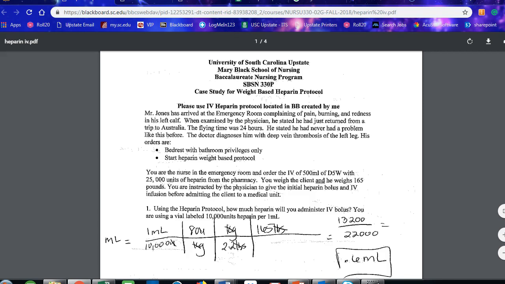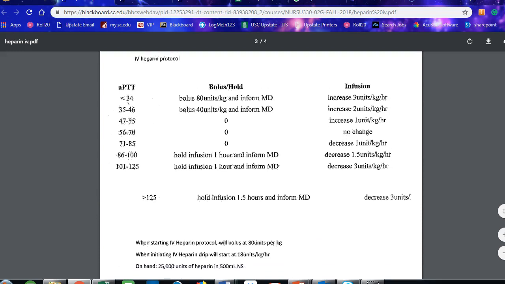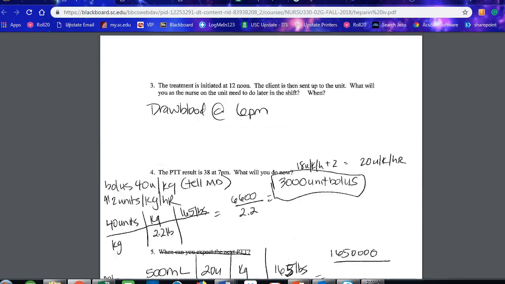You need to highlight that. You weigh the client, and he weighs 165 pounds, so you need to know that. You're instructed by the physician to give the initial heparin bolus and the IV infusion before admitting the client to a medical unit. Now, the protocol is right here, down at the bottom. When starting the heparin protocol, we're going to bolus at 80 units per kg. That is what we're going to use for problem 1. When initiating the drip, we're going to start at 18 units per kg per hour. That's what we're going to use for problem 2.